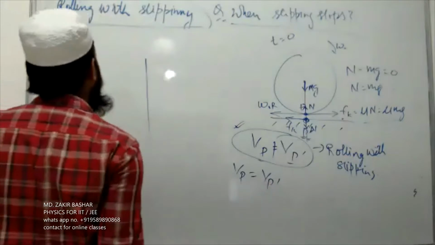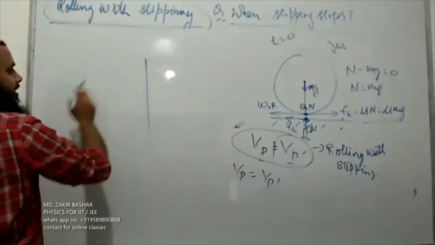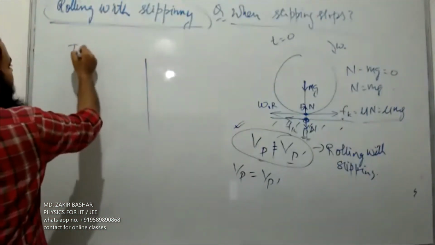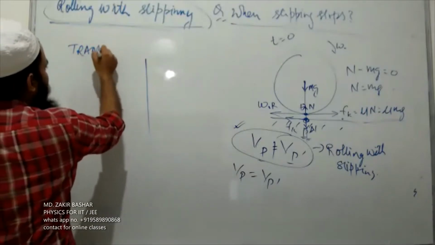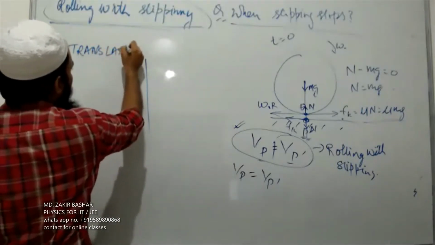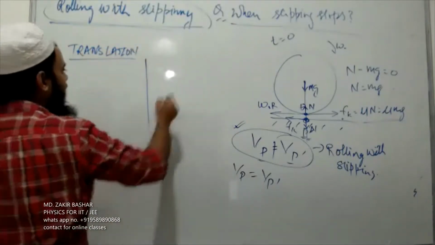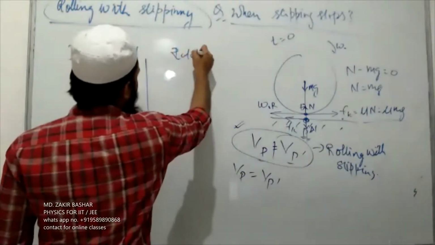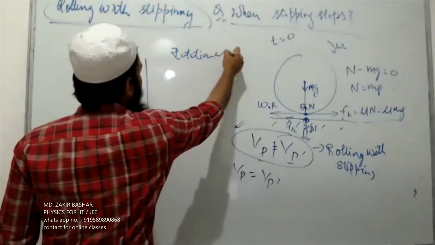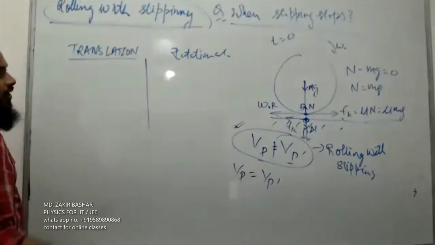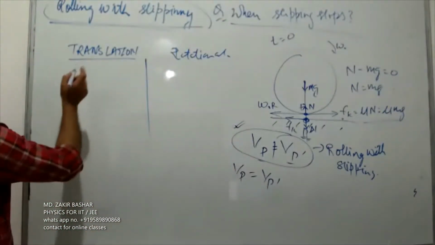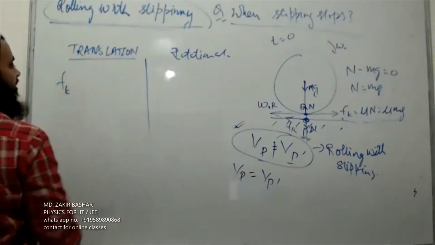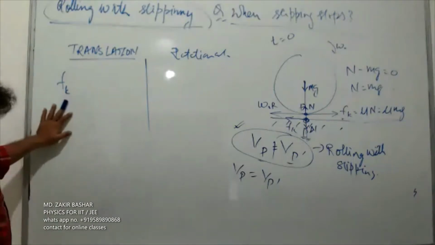Now I will divide the page into two parts. On one part I will write the translational motion, all about the center of mass. The other is all about the rotational motion, the story about the line. From here, what are the forces acting on this? Only one force, that is Fk.